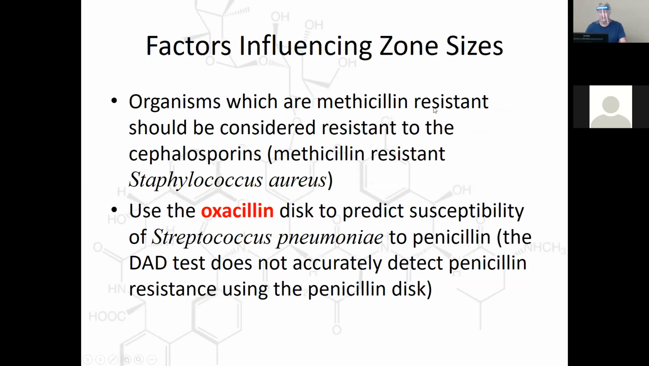Organisms which are methicillin or oxacillin resistant should be considered resistant to cephalosporins, methicillin resistant Staph aureus. Use of oxacillin discs to predict susceptibility of strep pneumo to penicillin: the disc diffusion test does not accurately detect penicillin resistance using the penicillin disc.